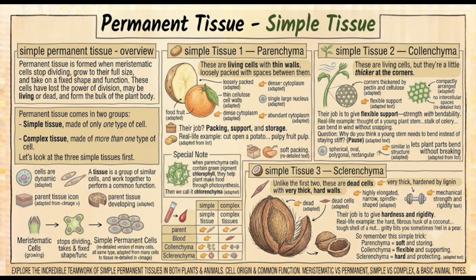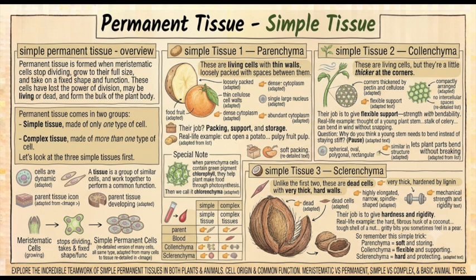Next is Collenchyma. These are living cells, but they're thicker at the corners. Their job is to give flexible support, strength with bendability. Let's look at an example. Think of a young plant stem or a stalk of celery. It can bend with the wind without snapping. That flexibility comes from Collenchyma.